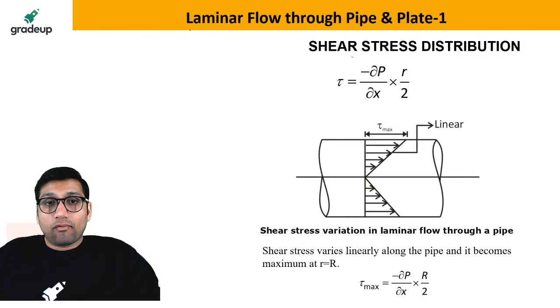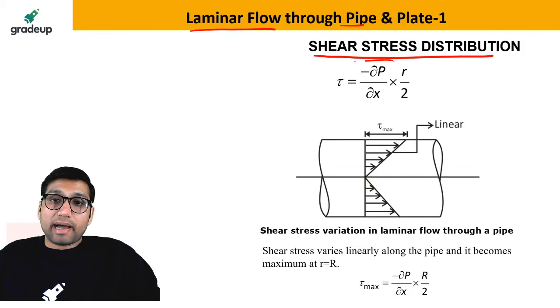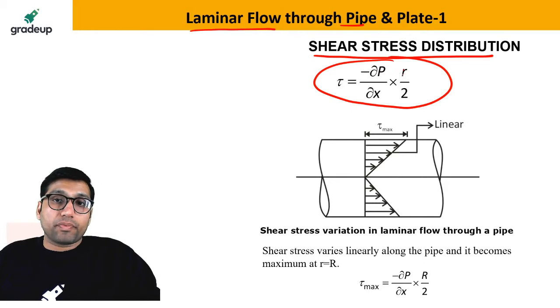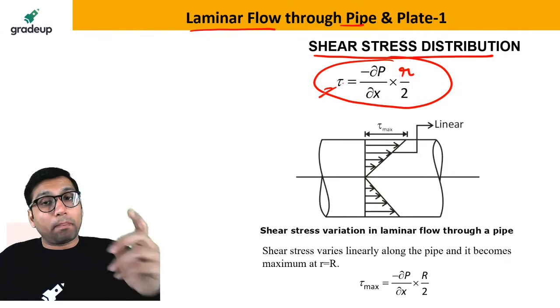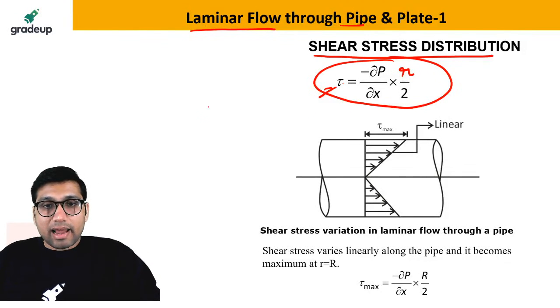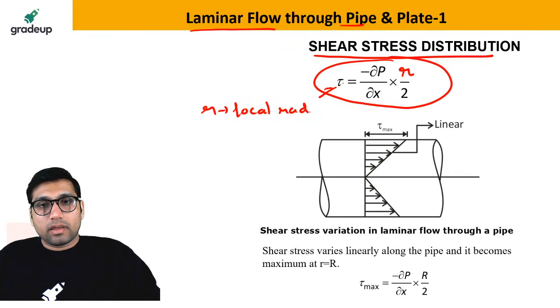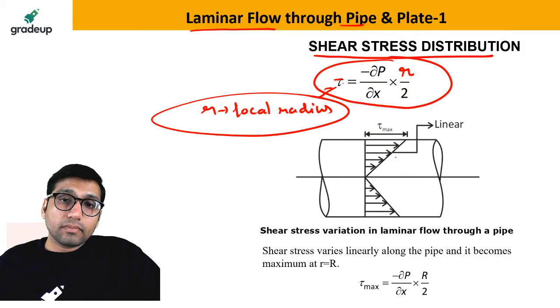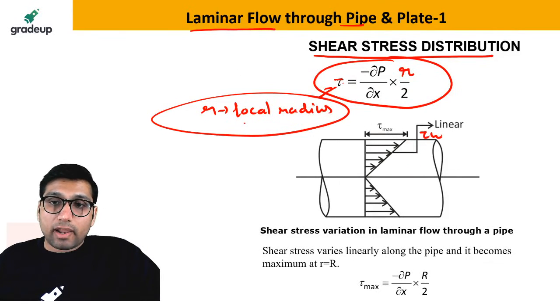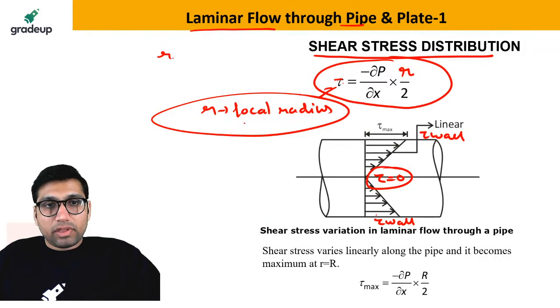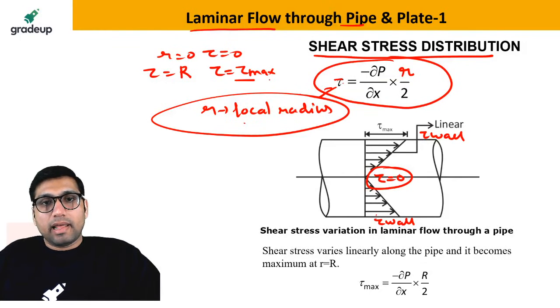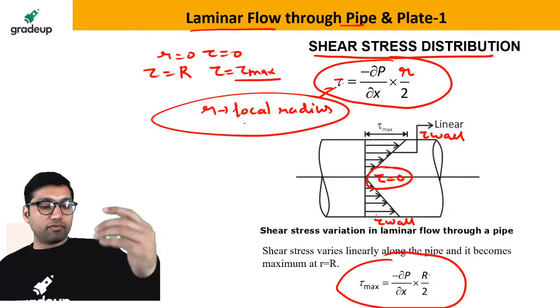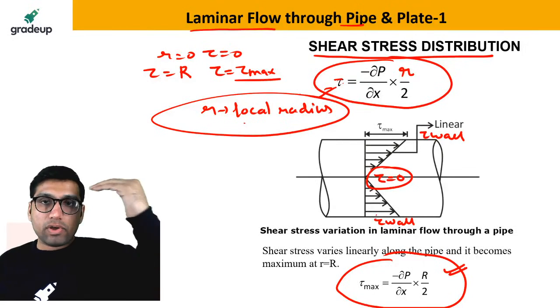Now, a very important relation is that for laminar flow through pipe, the shear stress is given by tau equal to minus del P by del X times r by 2. This is how the shear stress varies for flow through pipe. Here r is also called the local radius. So tau varies as minus del P by del X and r by 2. This shear stress will be maximum at the wall, and at the center of the pipe the shear stress will be 0. When r is 0, the shear stress is 0. When r is equal to the radius of the pipe, tau becomes maximum, and the maximum shear stress will be equal to minus del P by del X times R by 2. That is the maximum shear stress in viscous flow through pipe.